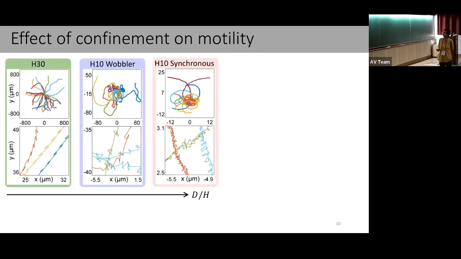Yeah, and so you can look at the trajectories of these cells. For clarity, we put the starting point of all the trajectories at 0, 0. The top versions are zoomed out, and the bottom versions are zoomed in, of the same set of trajectories. What you can see is that in this H30, which is the weakly confined regime, 30 micron chamber, the trajectories are nearly straight. And if you zoom in, you see this kind of zigzag.